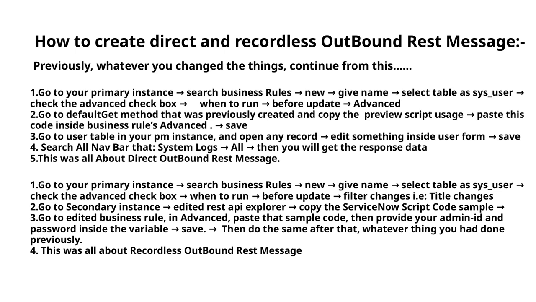Then, switch over to your secondary instance and open the REST API Explorer. Copy the ServiceNow script code sample provided there. Go back to your business rule in the Advanced section, paste that code, and update the variables with your admin ID and password. Save your changes, and repeat the previous steps you did before to complete the setup. And that's how you handle recordless outbound REST messages.